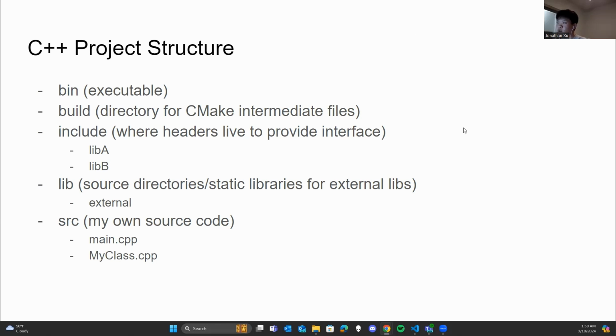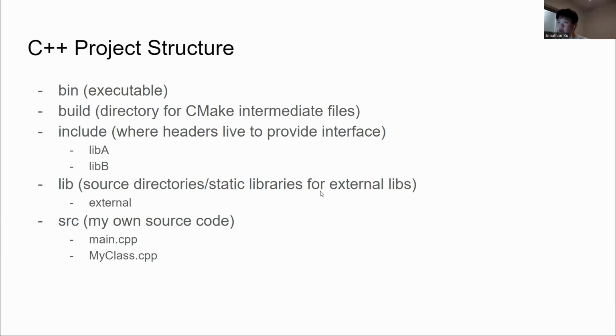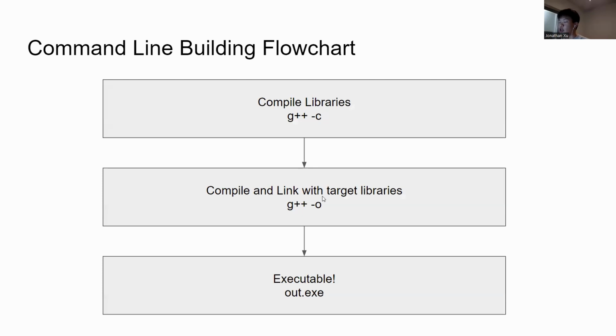So let's first go over building with the command line. To build with the command line, depending on whatever compiler you're using, I'm using GCC, you're just going to follow the commands for that. First, you might want to compile any libraries, which is done with the -c flag. And then you compile and link against those target libraries with -o. And finally, you have a built executable, which you can run. So let's demonstrate that really quick.